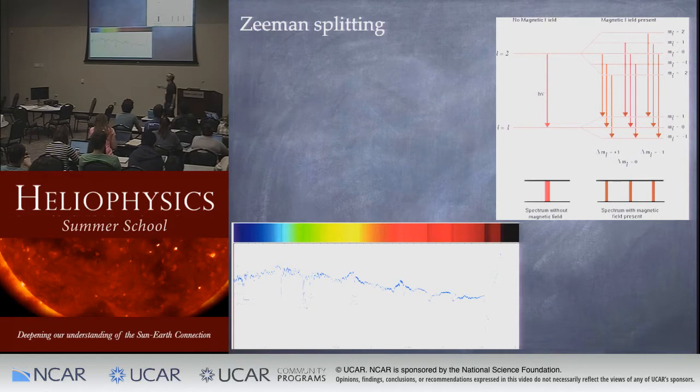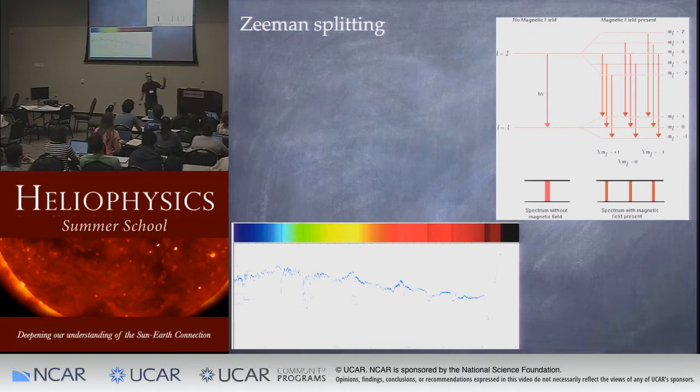So if we know that we should have this line, but we see this line split like that, that should give us information about the magnetic field, and there's actually a relation between the level of splitting and the magnitude of the field. And this is Zeeman splitting, and this is how we can measure magnetic fields in stars and the sun.